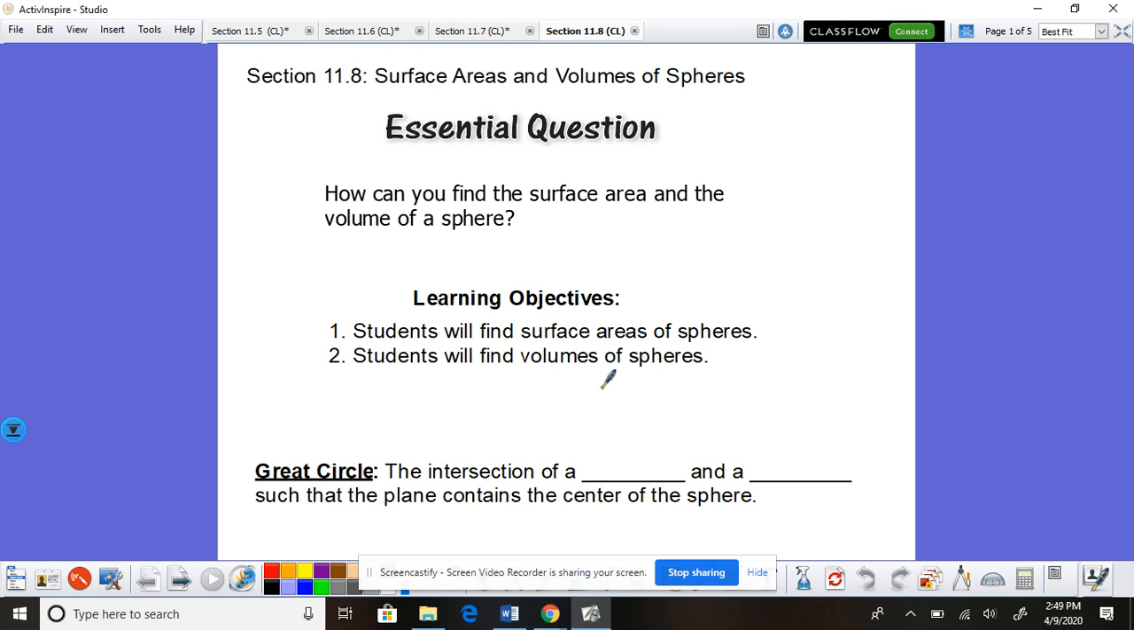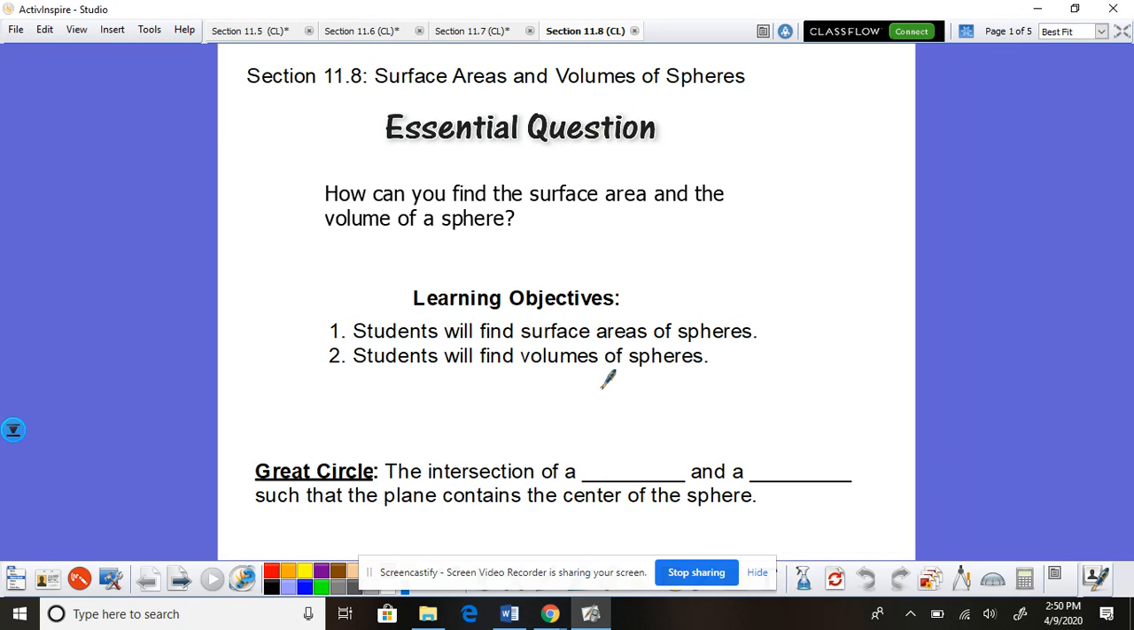Hey guys, section 11.8. This is the last section of chapter 11. It's surface areas and volumes of spheres. In my opinion, spheres are the easiest thing because there's just one thing, and that's the radius. So two different equations, but all you need to know for both of them is just the radius.